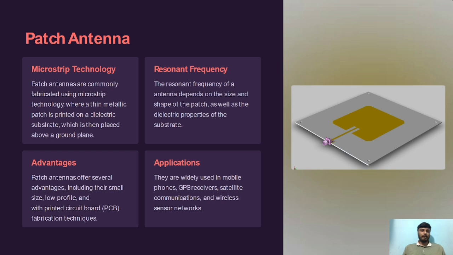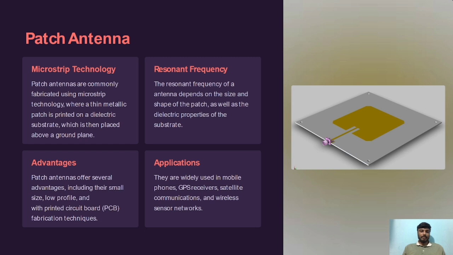Patch antenna. Microstrip technology: patch antennas are commonly fabricated using microstrip technology, where a thin metallic patch is printed on a dielectric substrate which is then placed above a ground plane. Resonant frequency: the resonant frequency of the antenna depends on the size and shape of the patch, as well as the dielectric properties of the substrate.